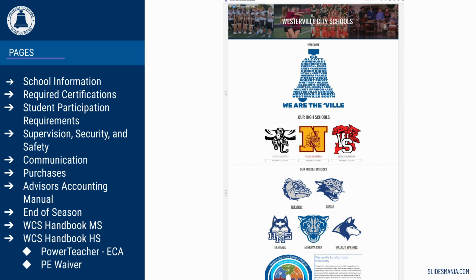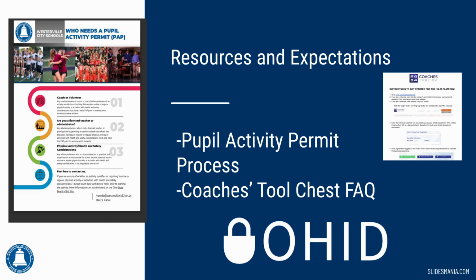So right there is the landing page, and you can see that the school information and all of those are linked. And this is some from our resources and expectations page. Who needs a pupil activity permit? And there are infographics for coaches and advisors so that they know exactly what that process looks like. There is a coach's tool chest, which is one of our training things that we are utilizing now, as well as links for Ohio ID so that they know exactly where to go. So all of those directions are there in that resources and expectations page.